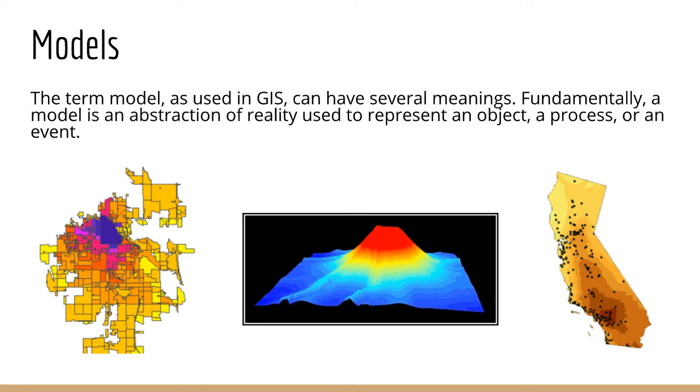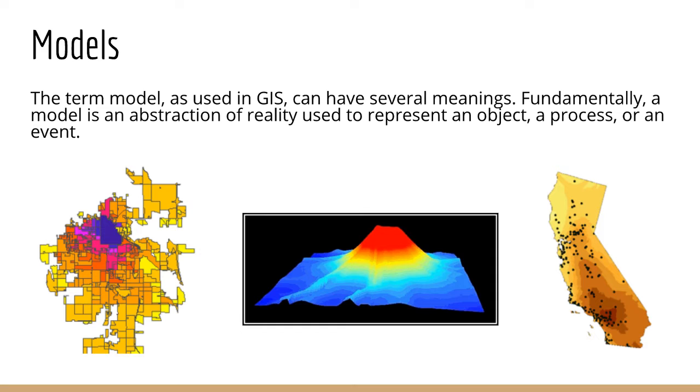The term model, as used in a GIS, can have many meanings. Essentially, a model is an abstraction of reality that we use to represent either an object, a process, or some kind of event. So if you look at the middle image here, this is a model of a volcano. It's an abstract of reality. It's a representation of what a volcano looks like in a computer. So when you think about GIS, we are constantly modeling real-world things in our GIS, trying to represent reality in a digital format in the computer.